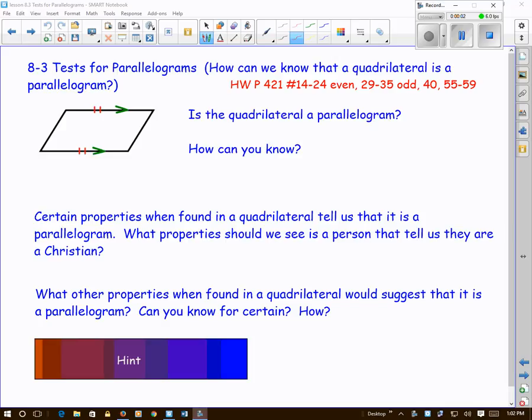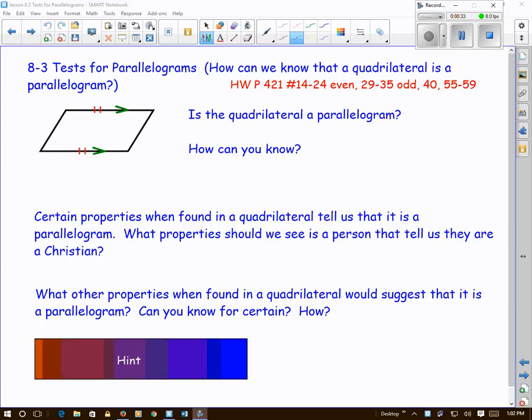Okay, here we are in section 3, looking at tests for parallelograms. How can we know that something is a parallelogram? What are the qualities that will guarantee that? So let's take a look at the quadrilateral that we have here. We have a quadrilateral, and one pair of opposite sides are both parallel and congruent. So is that a parallelogram? Well, we've got one pair of parallel sides, but are the other ones parallel also?